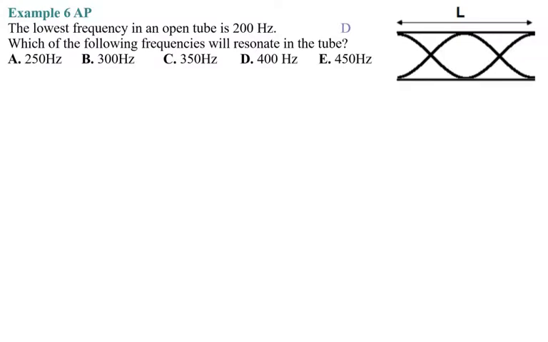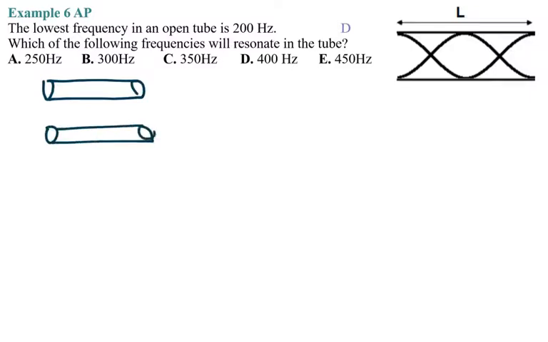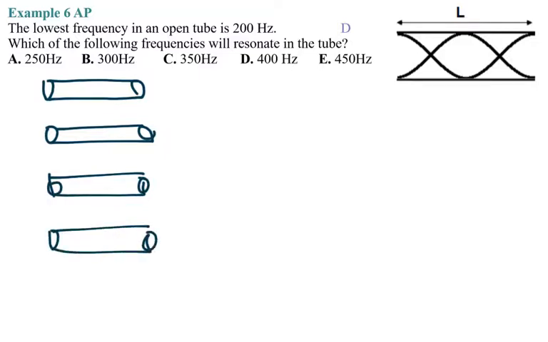Here's the next question. The lowest frequency in an open pipe is 200 Hertz. Which of the following frequencies will resonate in the tube? So let me look at it this way. It is an open tube, so that means open on both sides. So I have 1. I'm going to look at the relation 2, 3, and 4. And this is your L.